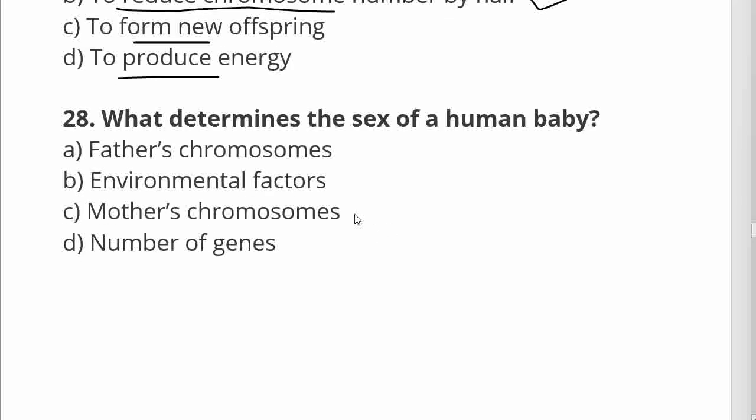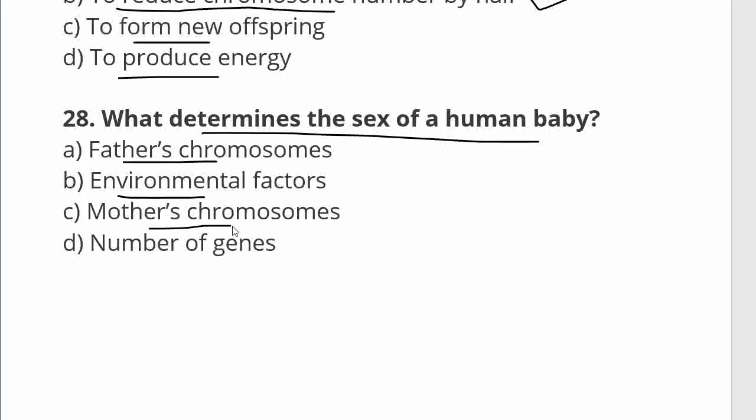Now the next question, what determines the sex of the human body? Option A, father's chromosome. Option B, environmental factors. Option C, mother's chromosome. Option D, number of genes. Then the right answer is option A, father's chromosome. The father's chromosome, either an X or Y chromosome, determines the sex of the baby. XX results in female while XY results in male.